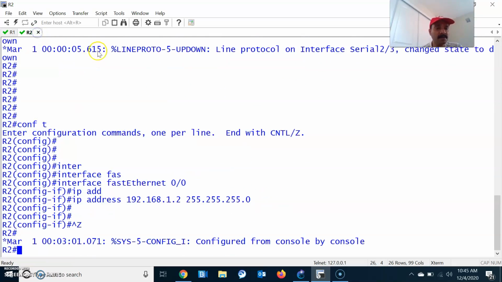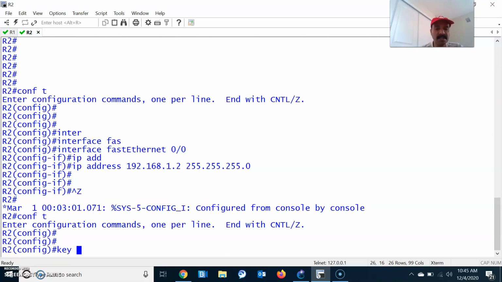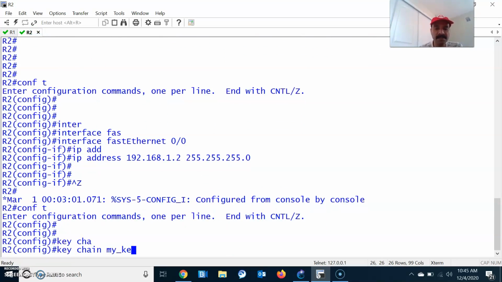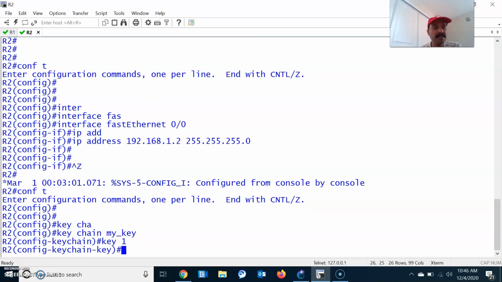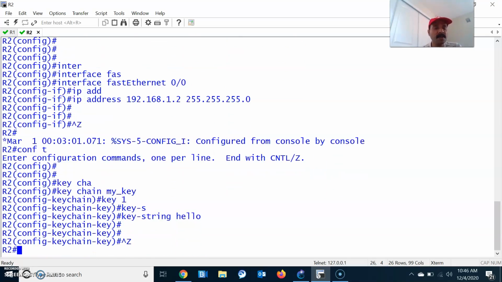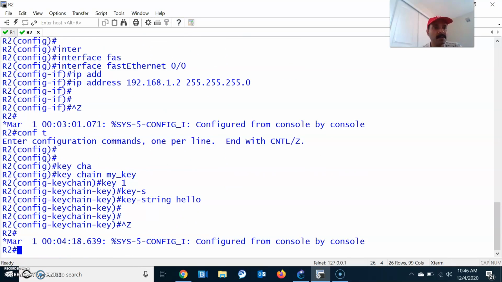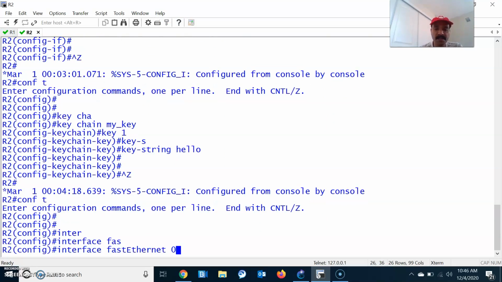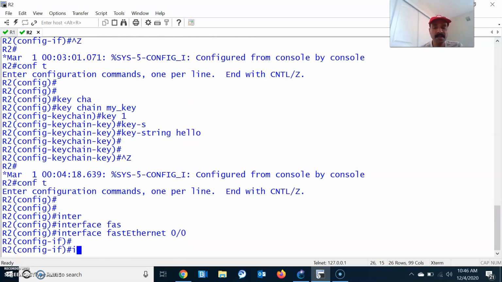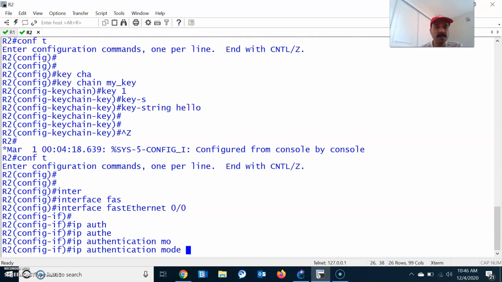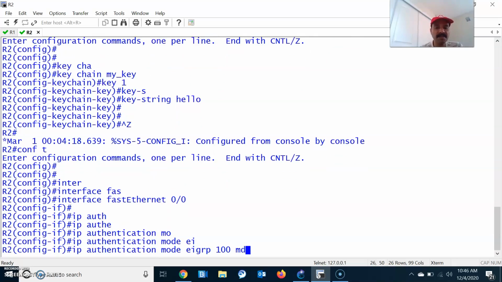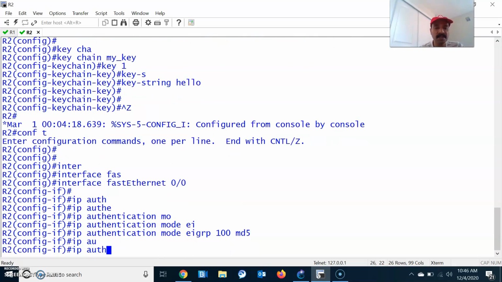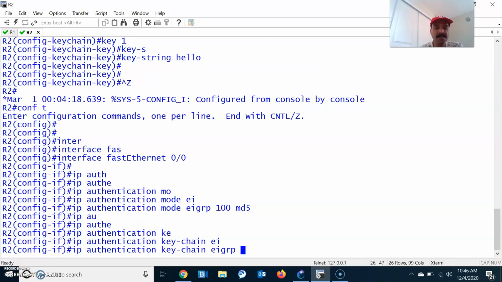Similarly go to R2, go to the configuration mode. Let us define the keychain. Keychain is my key, followed by the key is key 1 and key string is hello. Additionally, if you want, you can define the lifetime of the individual key also. After that, let us go to the configuration mode. Interface is FastEthernet 0/0, and the IP authentication mode is EIGRP 100 MD5 algorithm. Then IP authentication key-chain is EIGRP 100 my key, right?